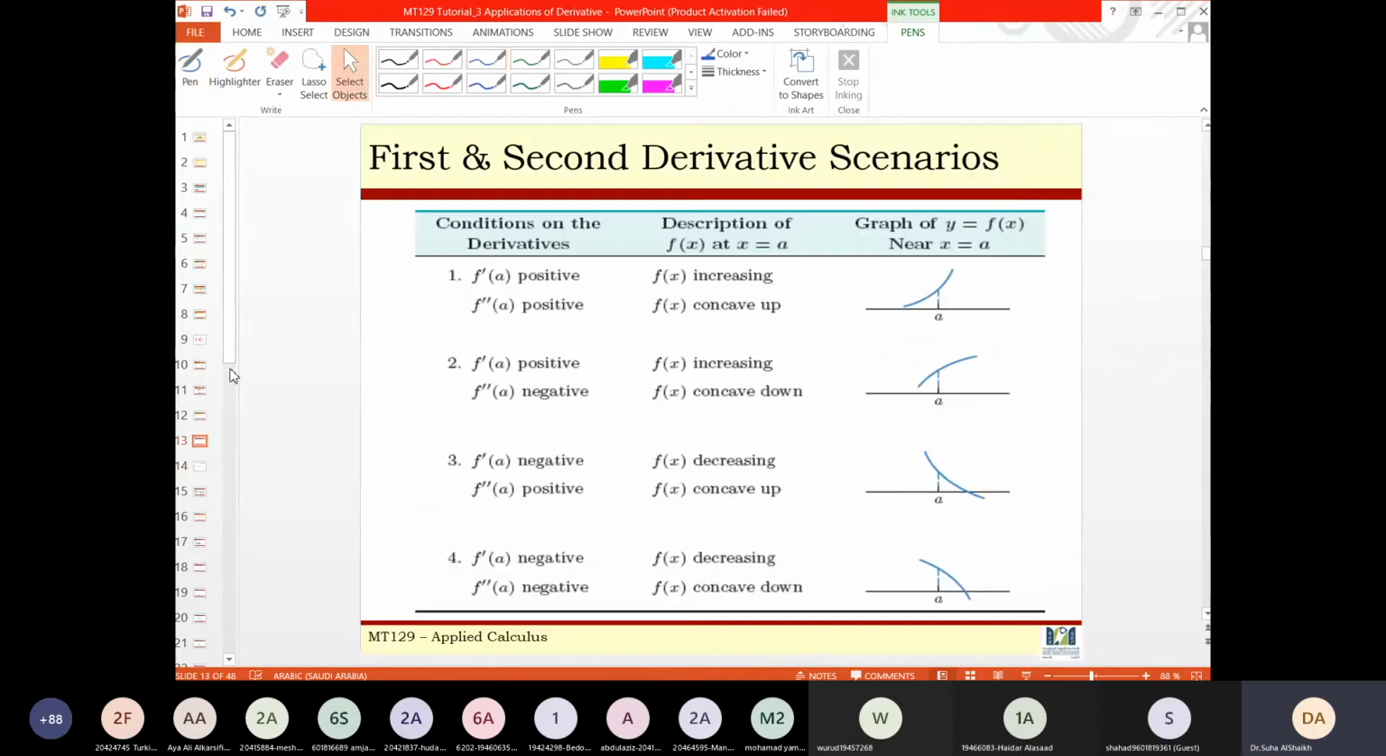So if you go back here, it tells me that if f dash is positive it will be increasing, and if f double dash is also positive it means concave up. Increasing and concave up, how does it look? It looks like this. And if I say f dash positive and f double dash negative, it means increasing but concave down. And so on. We go with the points. Is it clear now?